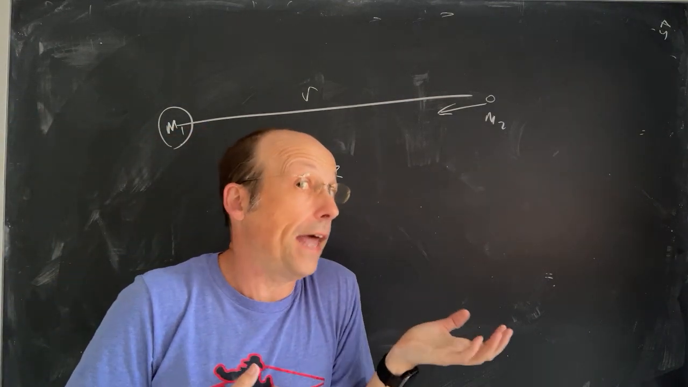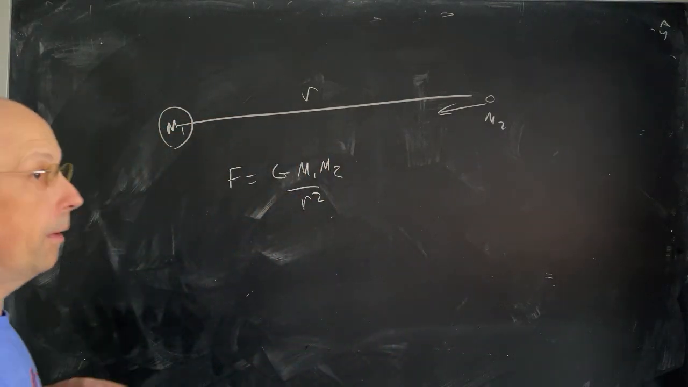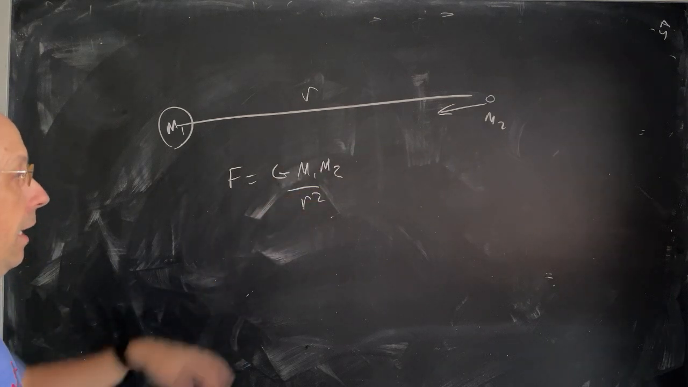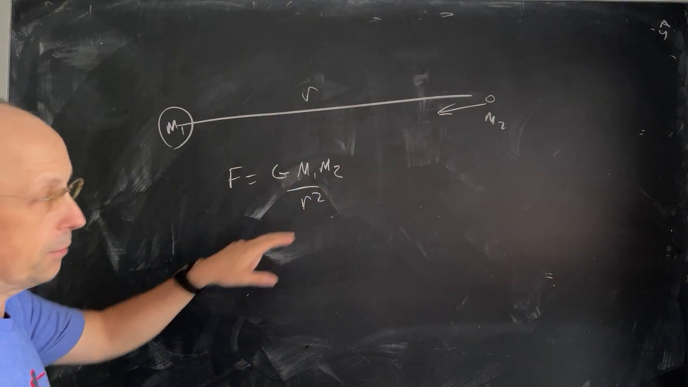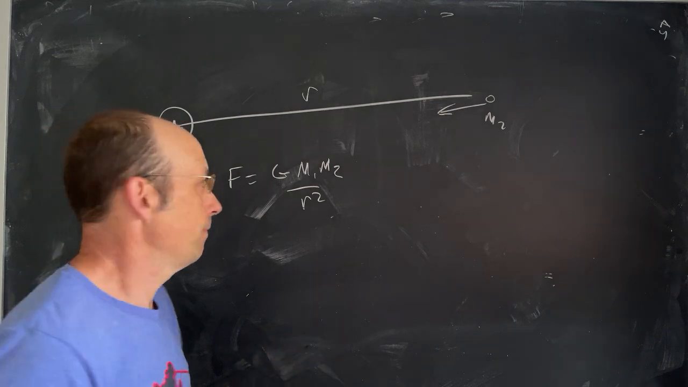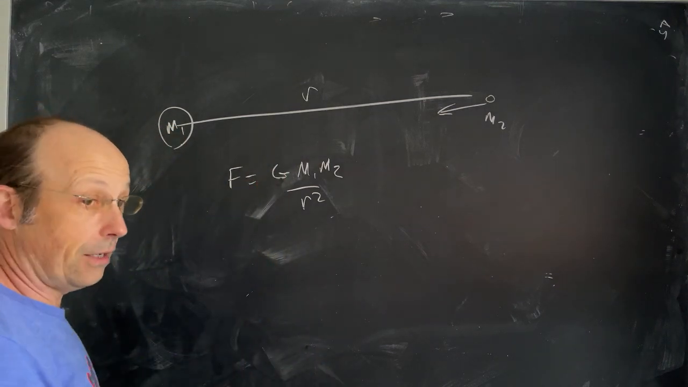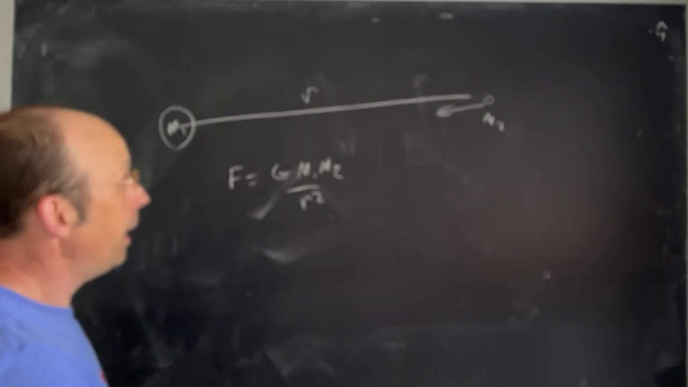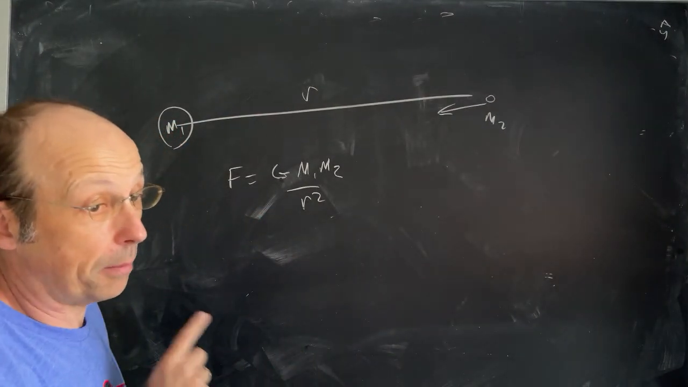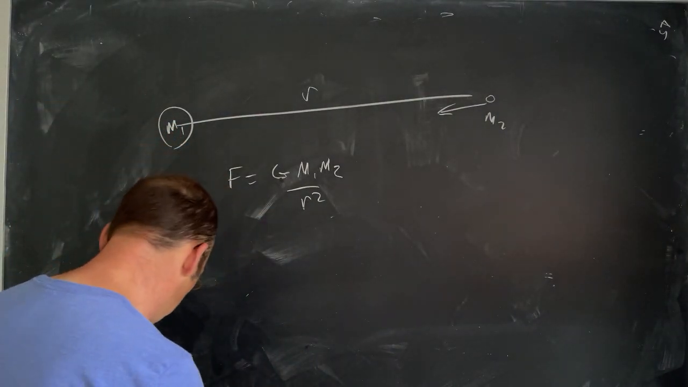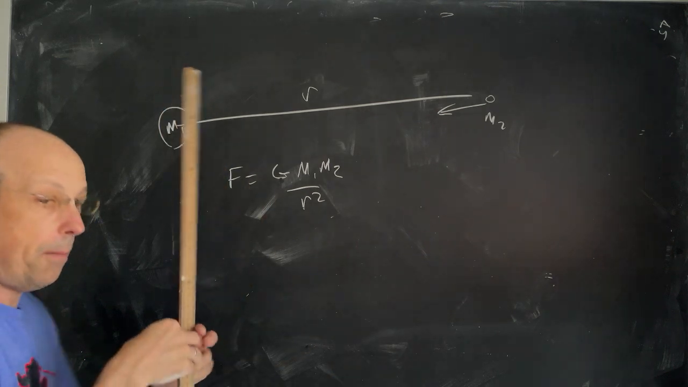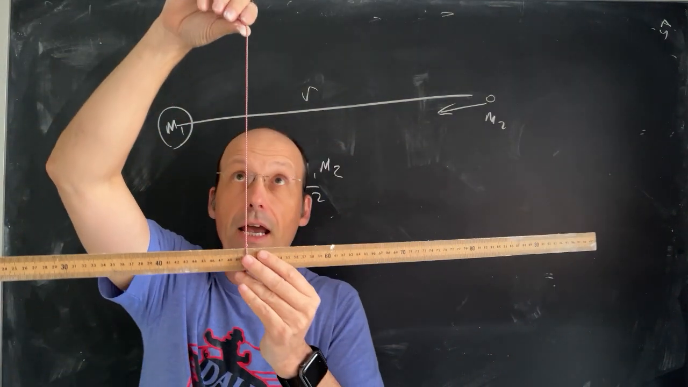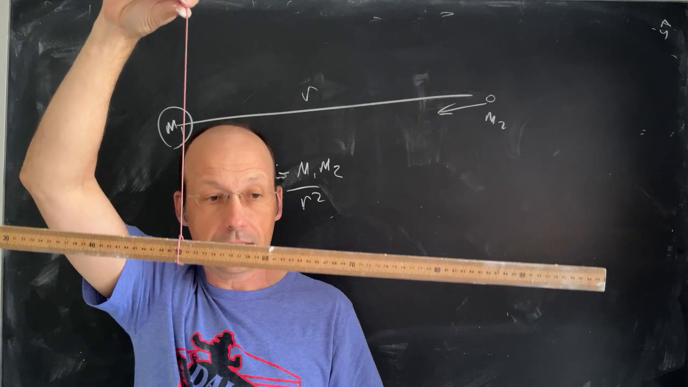Newton didn't know what that constant was because he didn't know the mass of the Earth or the mass of the moon. He did know the distance between them fairly well, good enough. But he didn't know the constant because he didn't know those masses. It turns out that someone did come along and measure that constant, and there's a really clever way to do it. So imagine that I take this stick, it's actually a meter stick, and I support it from the middle, just like that.